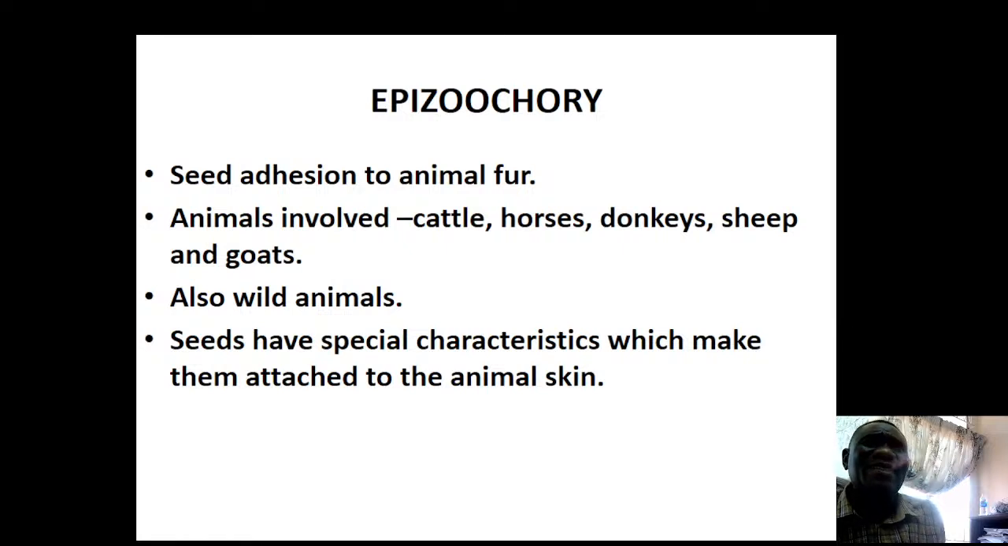To a certain extent, wild animals are also involved in this type of spread of weed seeds. So the seeds should have special characteristics which make them attach to the animal skin.